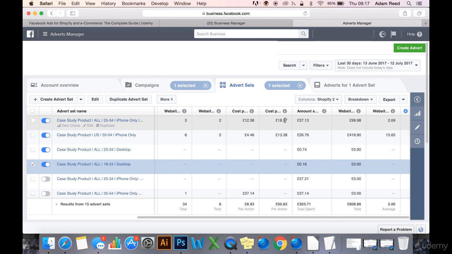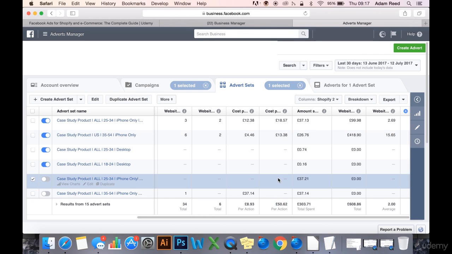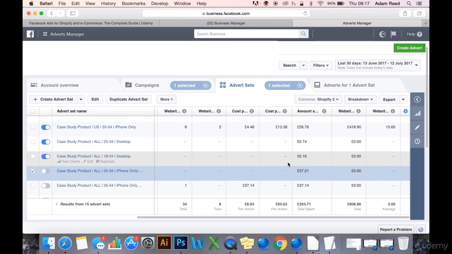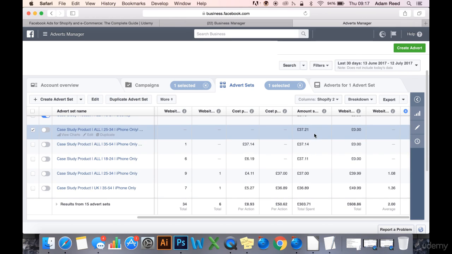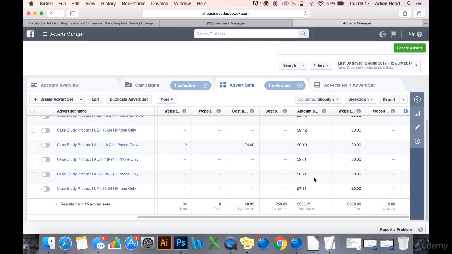So, as you can see, we've spent £303 for a total of £608. And this particular ad set has an ROAS of 15, which is crazy. As you can see right now, my cost per purchase for this campaign is £50. But that is only because I run so many ad sets at a loss where they haven't had a purchase.